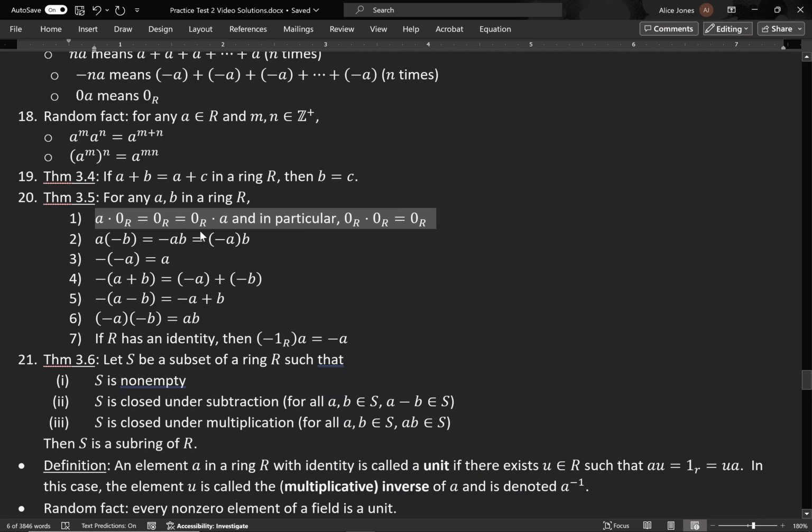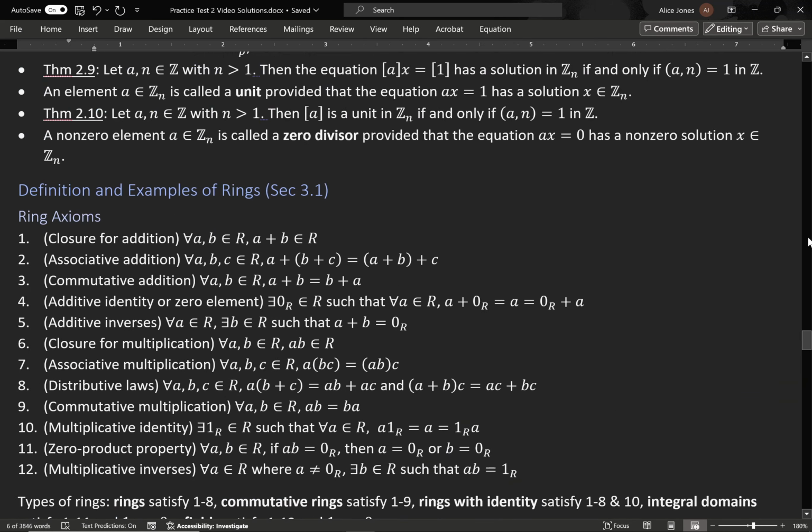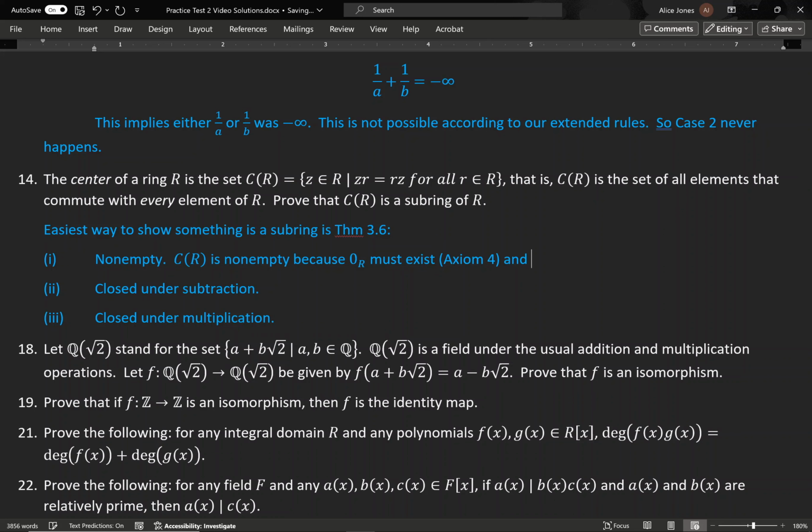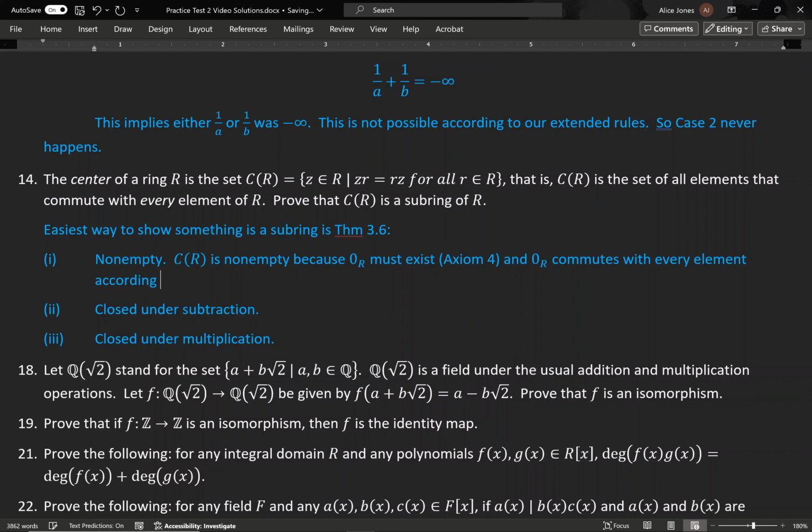Anyway, right here, the 0 element, or the additive identity, does commute with every element in the ring. So we could cite theorem 3.5 for that. Going back up here, C of R is non-empty because 0 sub R must exist, since I think that's like axiom 4 or something, and 0R commutes with every element according to theorem 3.5.